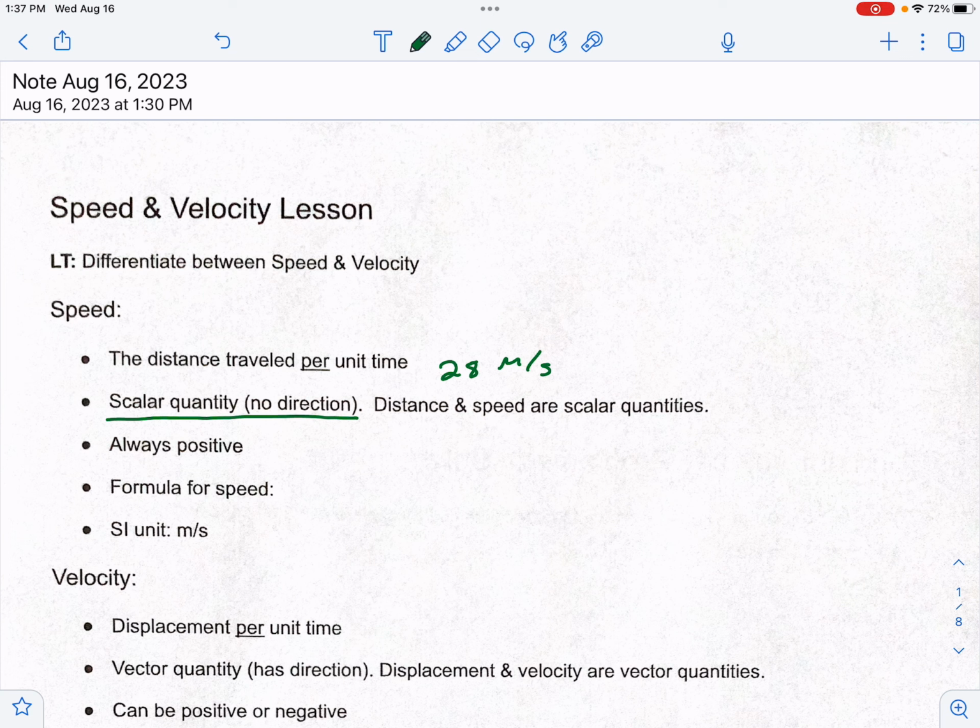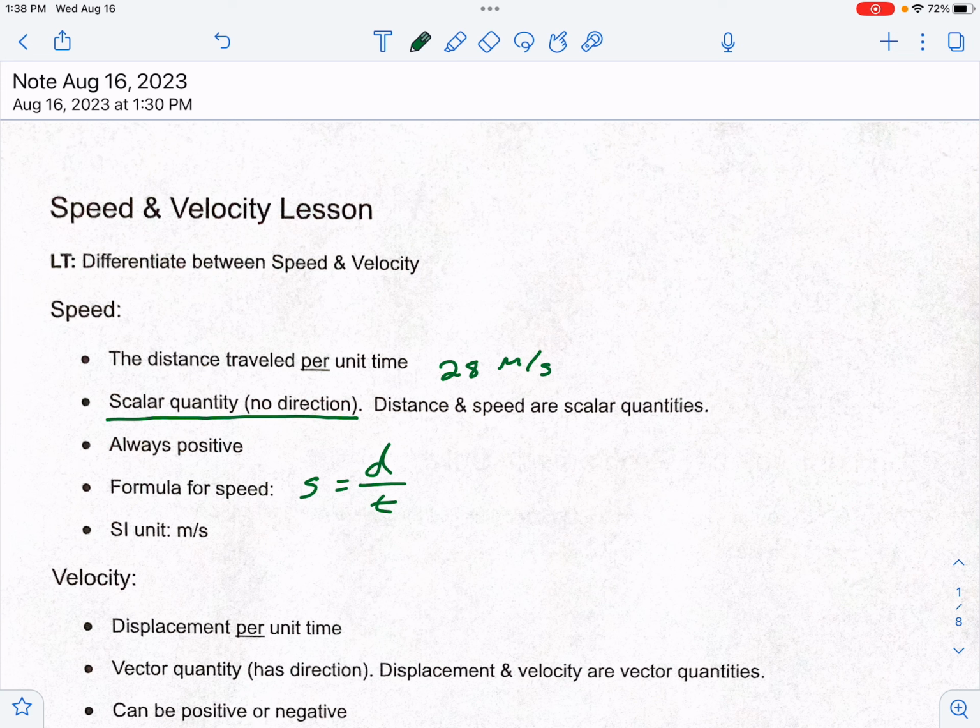It is always positive, okay? There is no negative because think of it like mileage on your car. There is no negative mileage. You're just adding it up. Your formula for speed is going to be S, or speed equals distance over time. Okay, so distance is just that lowercase d without the triangle.